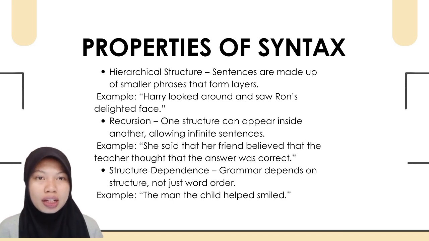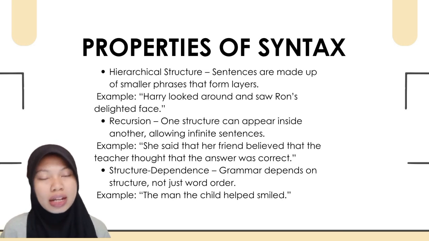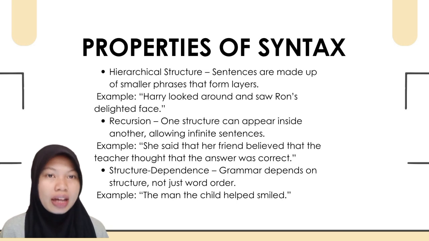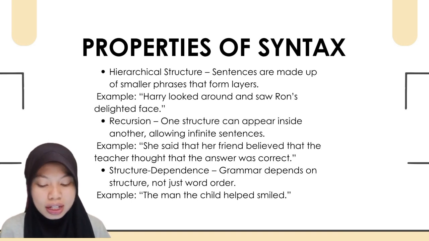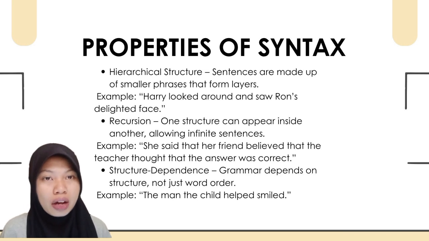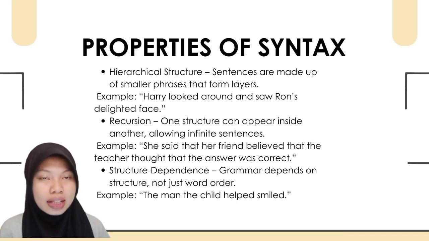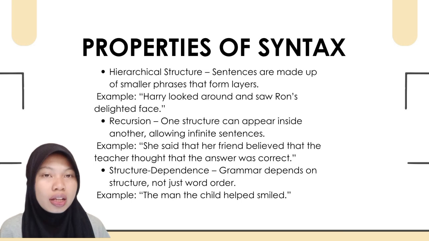For example, in the sentence, Harry looked around and saw Ron's delighted face, the noun phrase is Harry and the verb phrase is looked around and saw Ron's delighted face. But inside, Ron's delighted face is also a noun phrase that contains a possessive noun. So, this shows that sentences are built in layers, not just in one straight line.